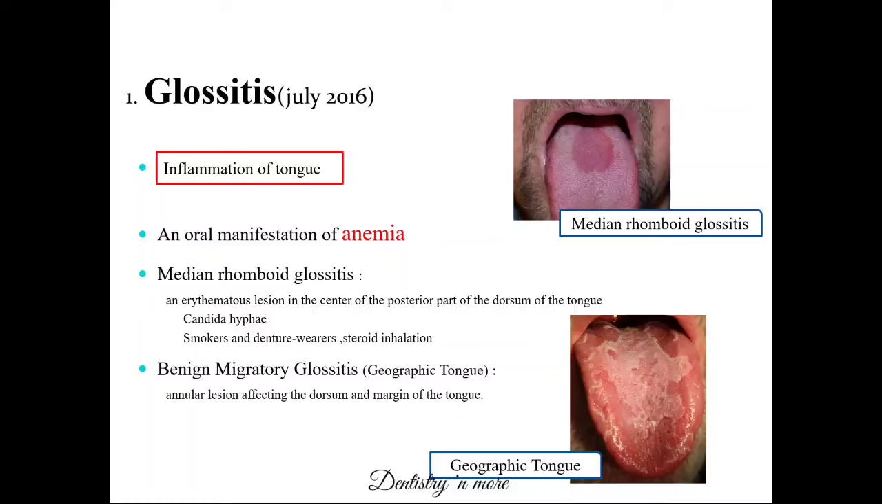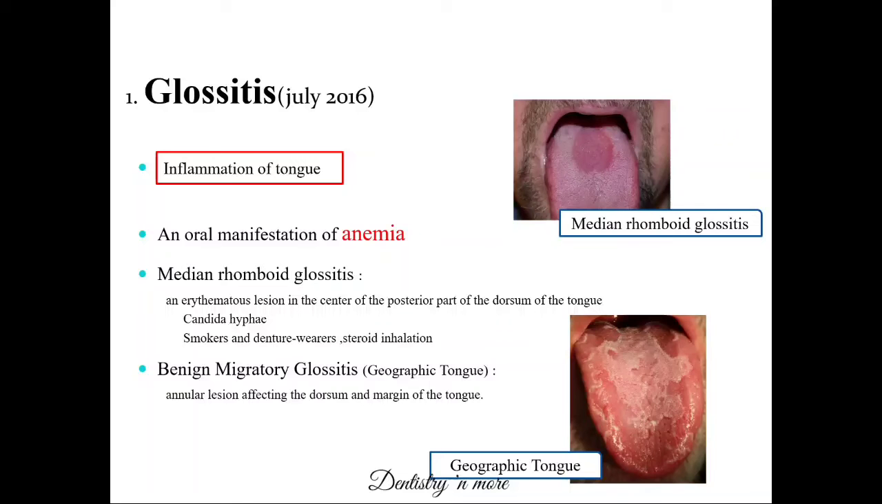Median rhomboid glossitis is a candida associated lesion, which is an erythematous lesion seen especially on the midline or the center part of the posterior aspect of the dorsum of the tongue, which is caused by candida hyphae. It can be associated with smokers, denture wearers, as well as steroid inhalation used patients.